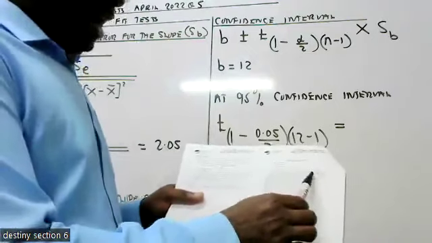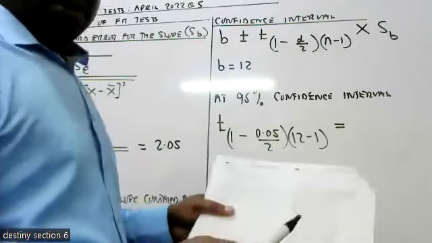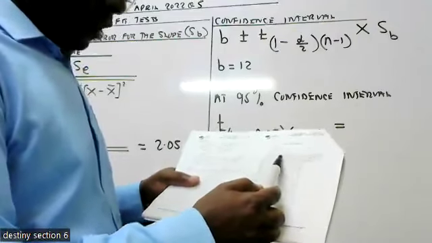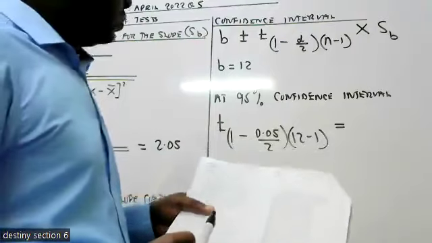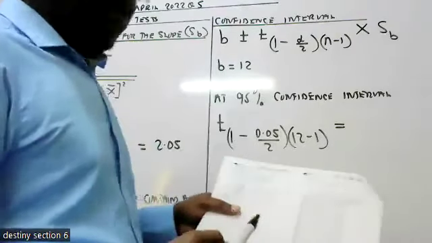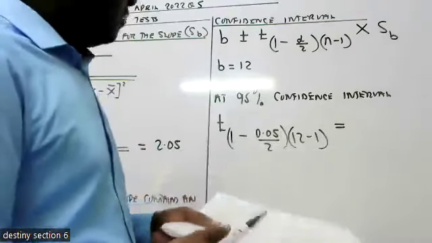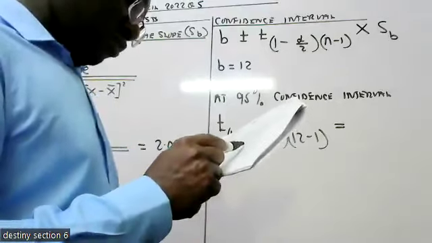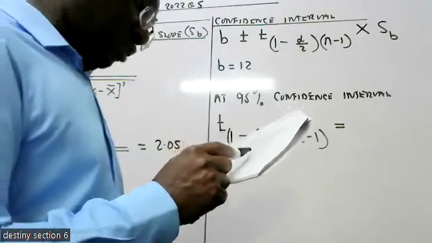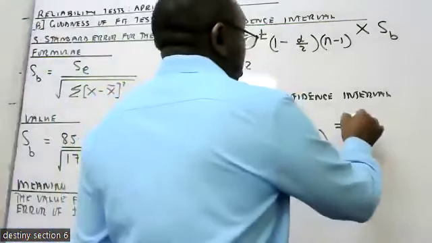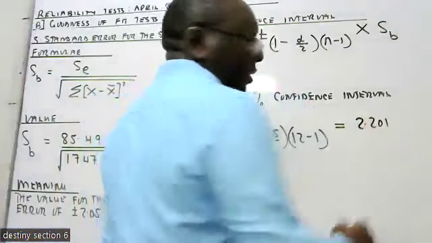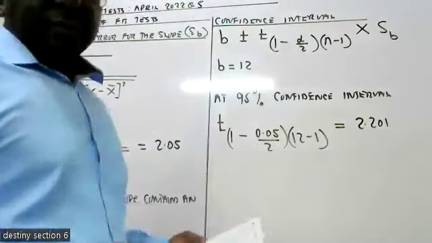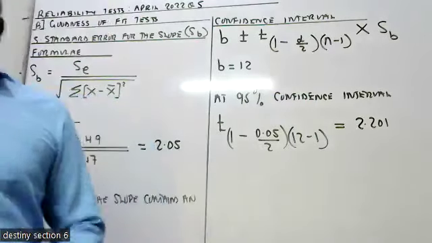We said you go where there is 2. This is 2, so the 2-tail confidence, you stop at 95% because we are doing 95. Then go to where we have number 11, since 12 minus 1 is 11. If you do that, you should get 2.201. That is what you're getting, 2.201.